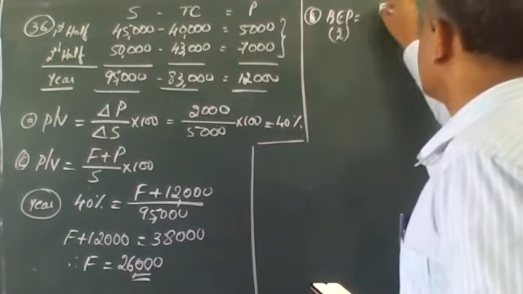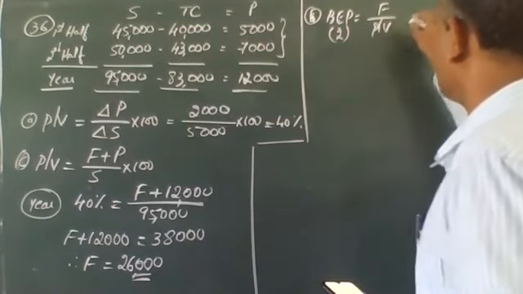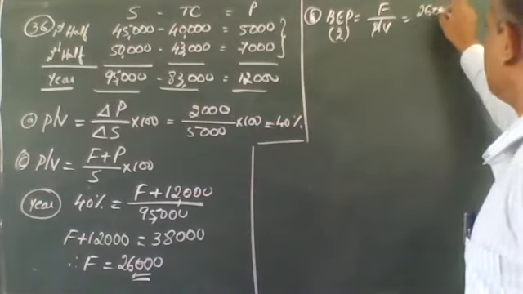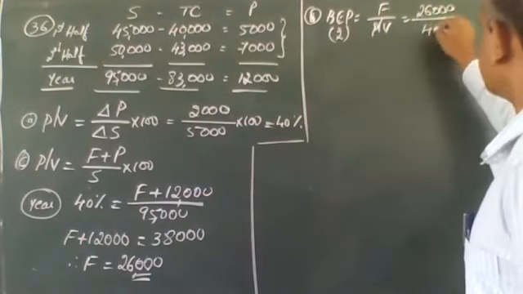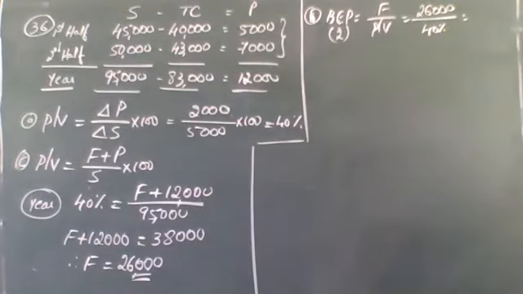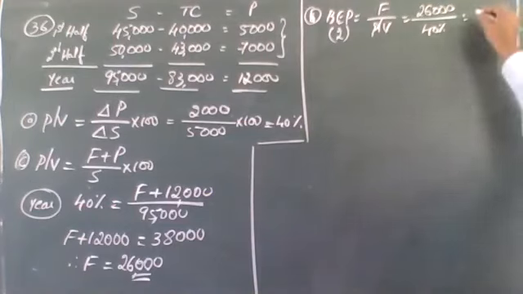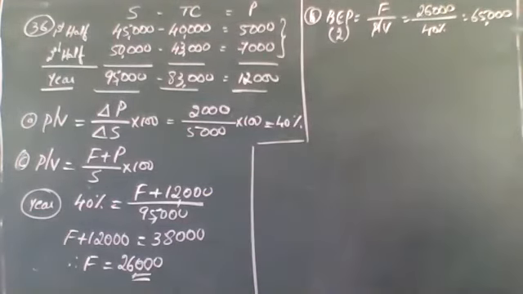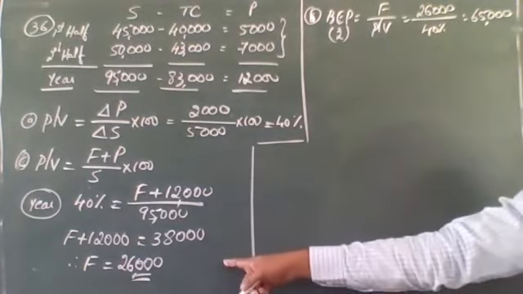Formula is fixed cost by PV ratio. Fixed cost in the question is 26,000 for the year. PV ratio is 40%. Apply this, you will get the break-even point for the year. I think that should be around 65,000. All right. Then the third bit is BEP. The third bit is fixed cost, which we have done.